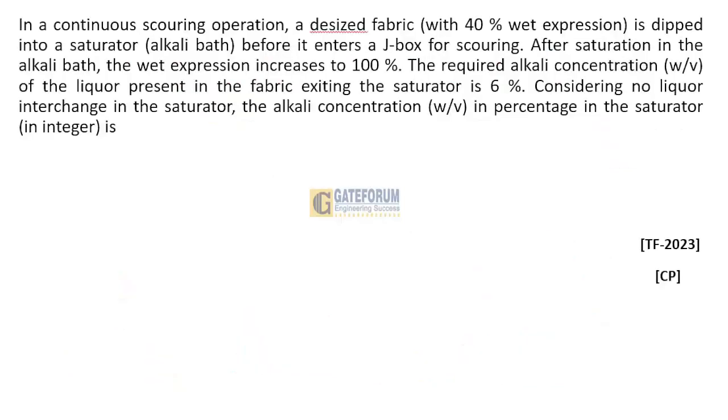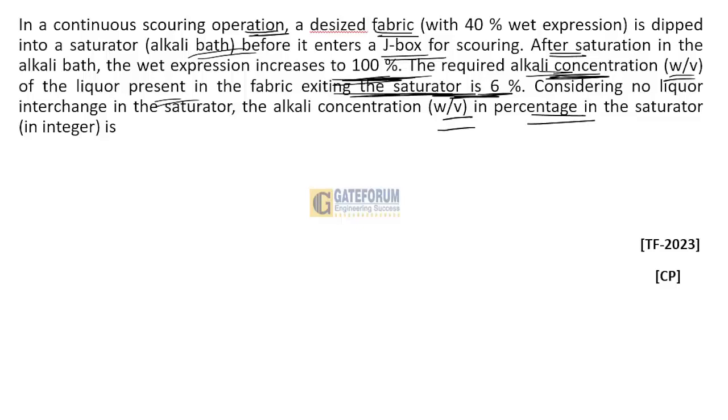In a continuous scouring operation, a desized fabric is dipped into a saturator alkali bath before it enters a J box for scouring. After saturation in the alkali bath, the wet expression increases to 100%. The required alkali concentration in weight per volume of the liquor present in the fabric exiting the saturator is 6%. Considering no liquor interchange in the saturator, the alkali concentration in weight per volume in percentage in the saturator, in integer, is?